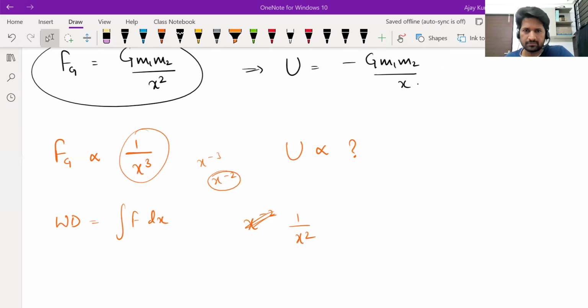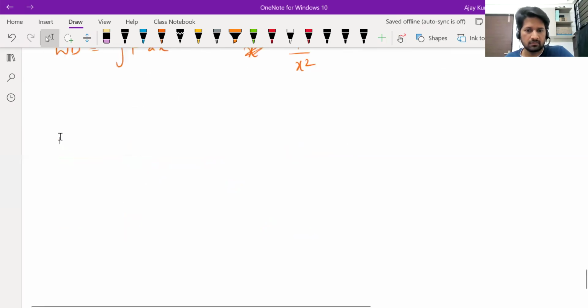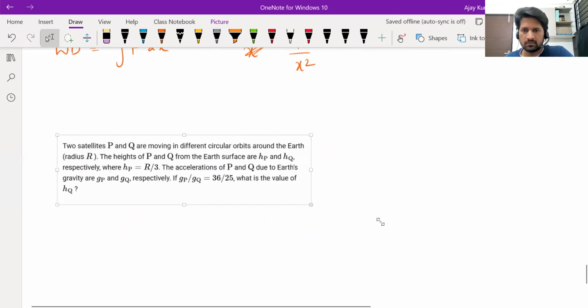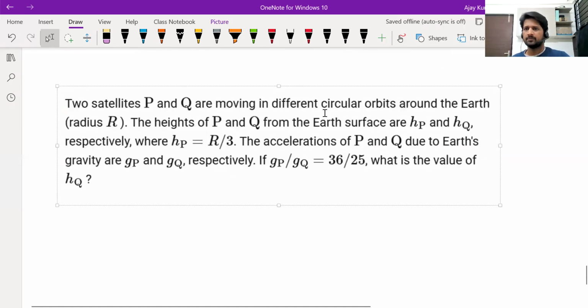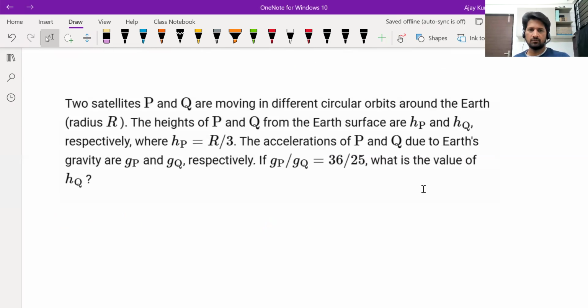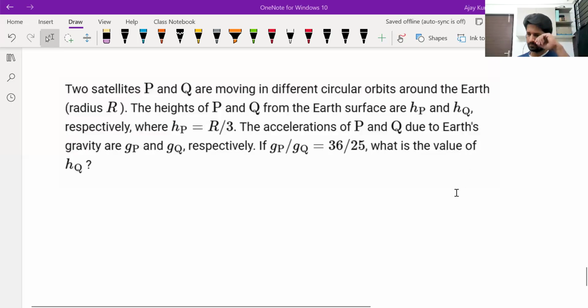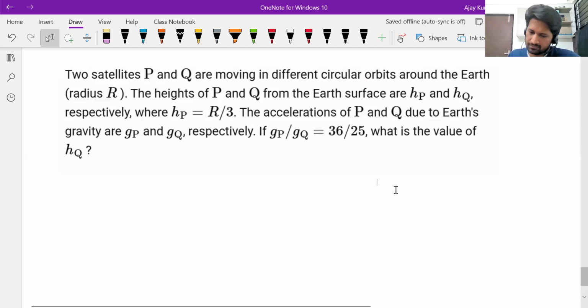Try this question. This is also based on satellites. From the exam point of view, satellites seem to be like their favorite topic. I'll give you all 3 minutes. Read the question carefully. Visualize what they are talking about and then write equations and solve. The answer is in terms of R.